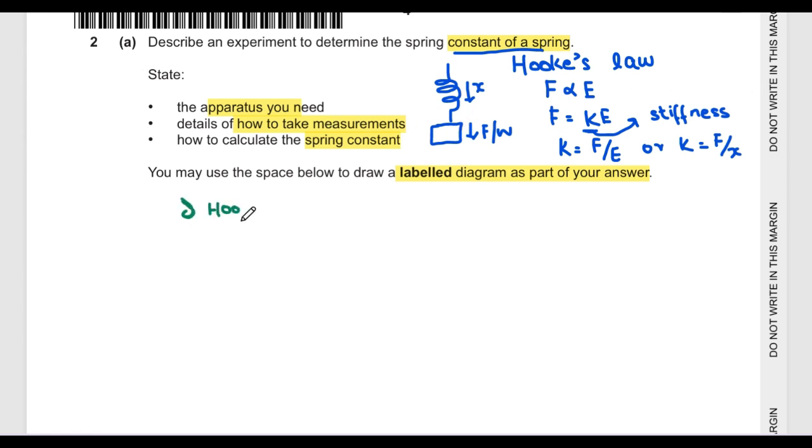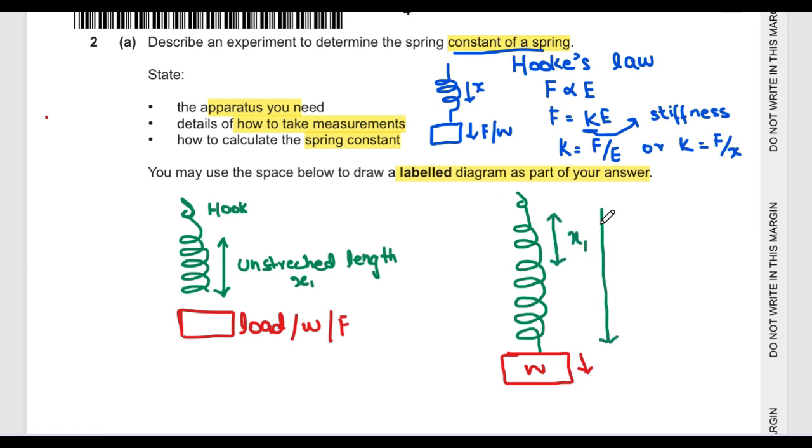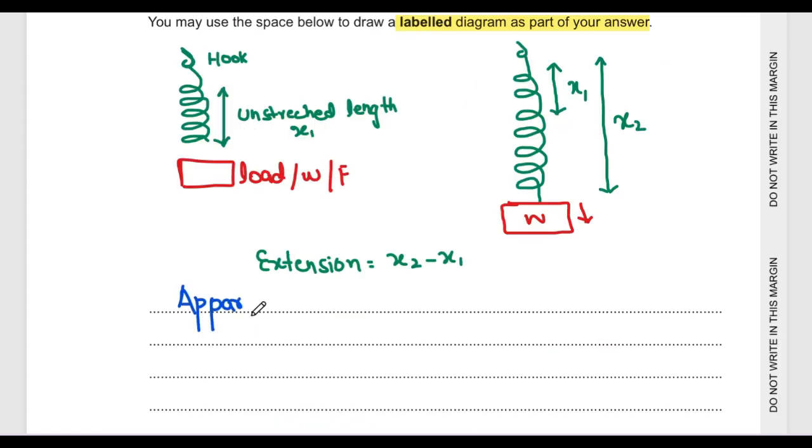So, for the experiment, firstly we need a hook and then we need a spring, and we need to measure the length of the spring, which is the unstretched length. That means that there is no weight on the spring, so the length is unstretched. Then we have to hang some kind of load on it. After hanging the load, the spring will stretch, and we have to measure the final length of the spring as well with a meter ruler. And to know the extension that is produced, we'll subtract the initial length from the final length.